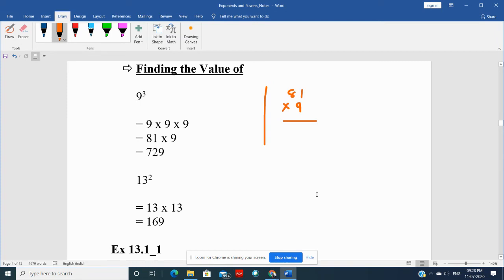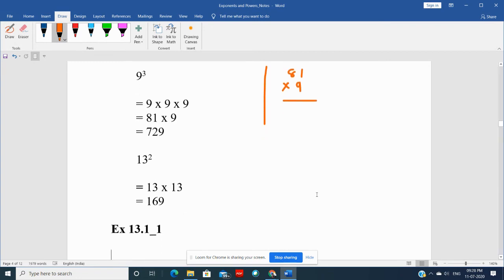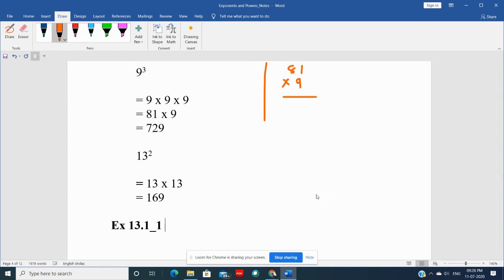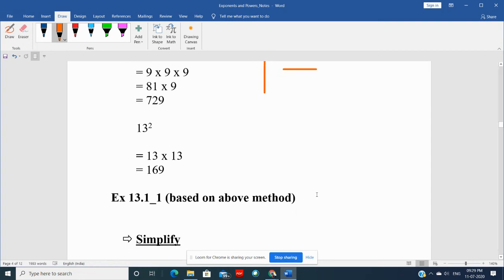In that, they will be giving you the exponential form of a number. You will be writing it down like this and then multiply it and find out the actual value of this exponential form, right? Your 13.1 first sum is based on the above method, so you can solve this. Based on this method only, your 13.1 exercise first sum is there. So you can solve that sum.